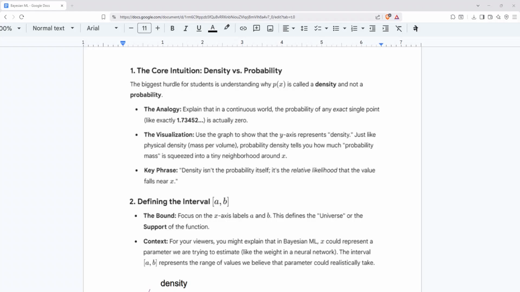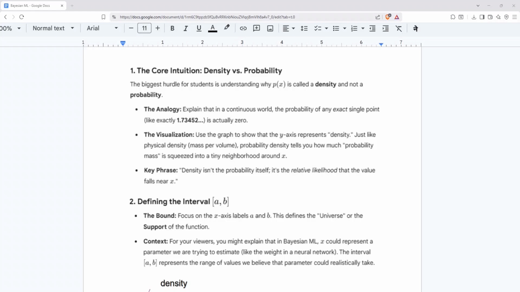So instead, we ask a better question. What is the probability that the height is between 169 centimeter and 171 centimeter? Now, this starts to make sense. And this is where the idea of density comes in. So the first topic that we're going to talk about is density versus probability.